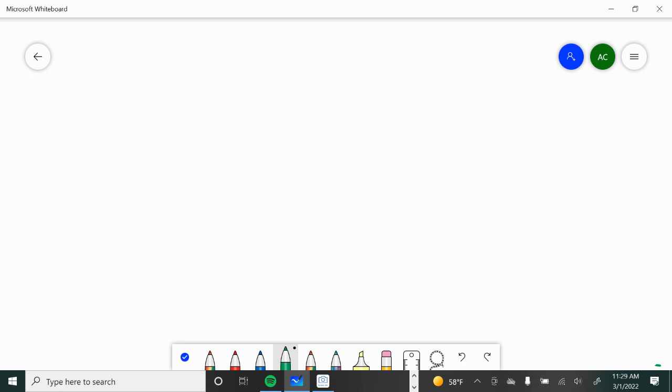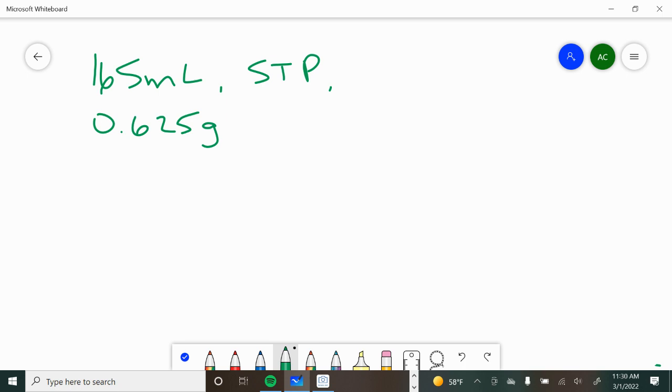Just prepare. All right, so gas laws worksheet number 2. We're going to look at number 9. What is the molar mass of 0.625 grams of gas that has a volume of 165 milliliters at STP? All right, so we have 165 milliliters. We're at standard temperature and pressure. And we have 0.625 grams. And we want to know molar mass, the mass in 1 mole.